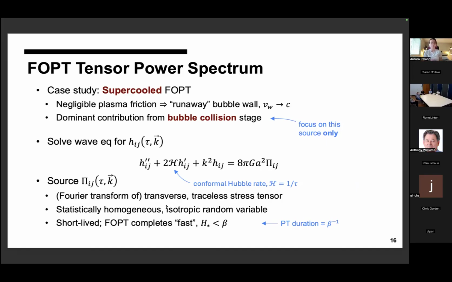The other thing that we're going to assume about the source is that it's short-lived, in the sense that the phase transition completes fast relative to the Hubble rate. So here, beta is the inverse duration of the phase transition. The ratio beta on H star is a measure of how fast the phase transition completes relative to the Hubble rate. Super cold phase transitions do last a long time, but it's still within a Hubble time.